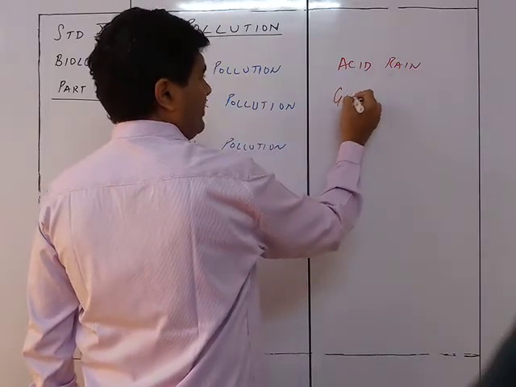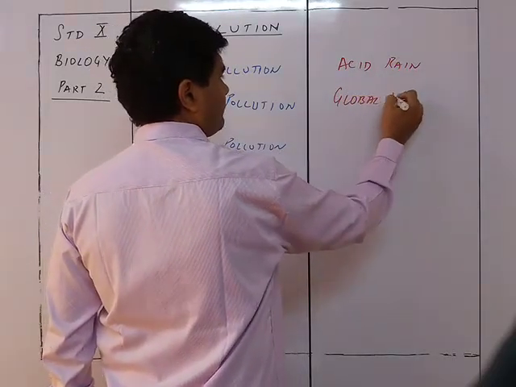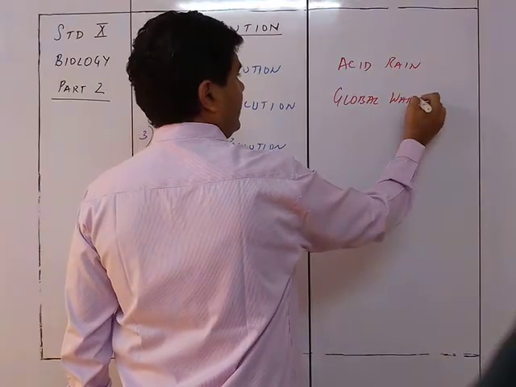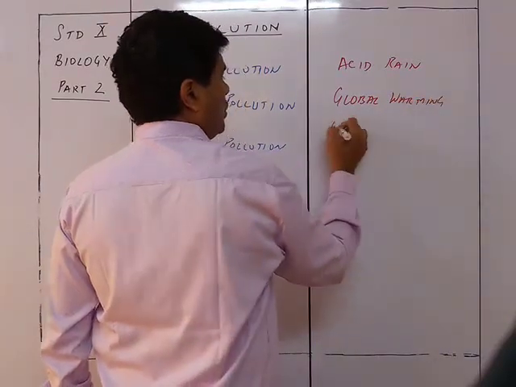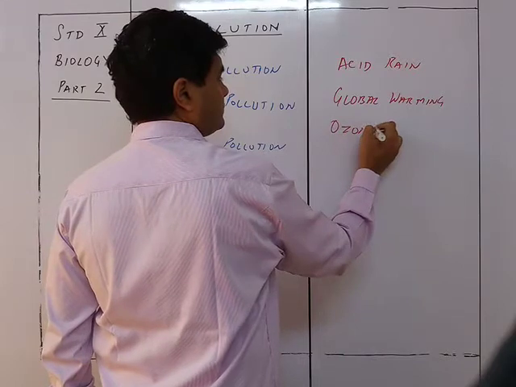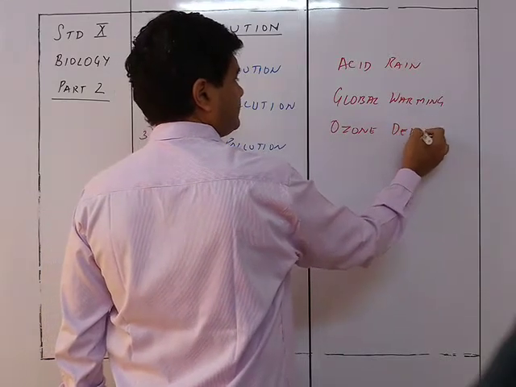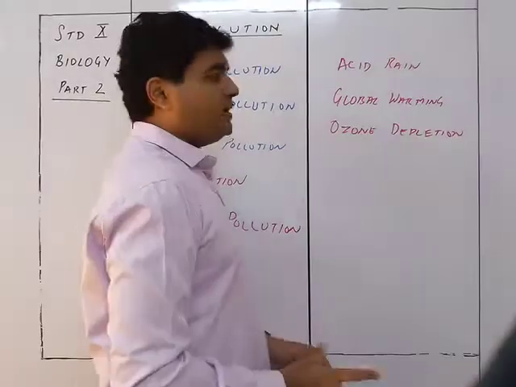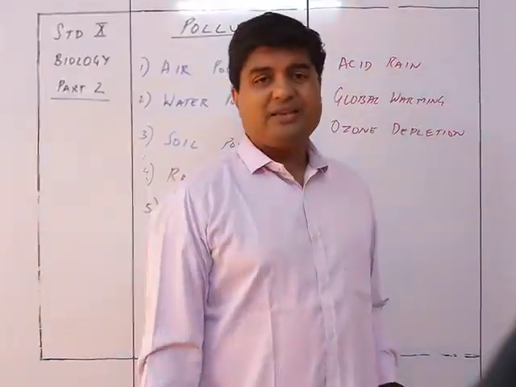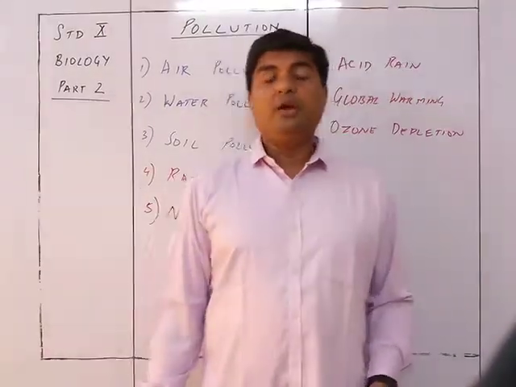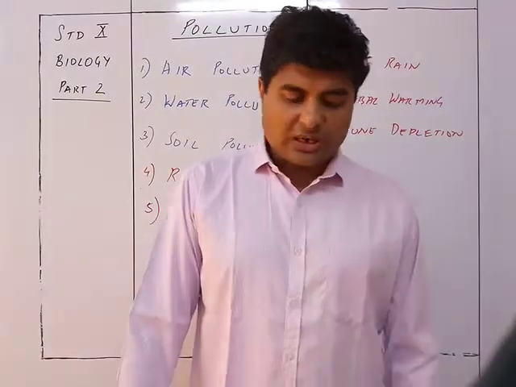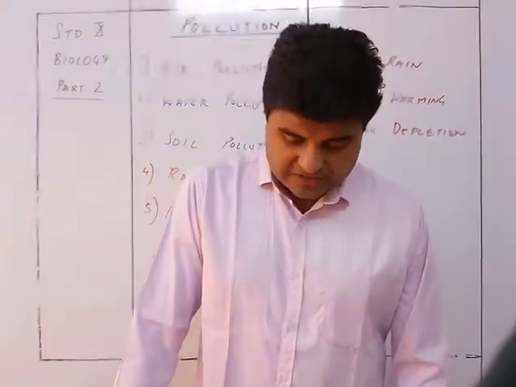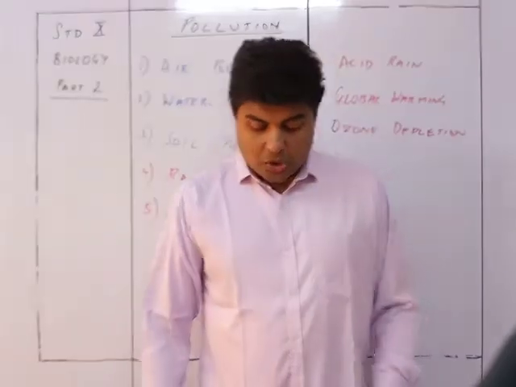Next is global warming, and the last one is ozone depletion. Okay, so acid rain, global warming and ozone depletion are the 3 main effects which are caused by pollution. So let's start with acid rain.